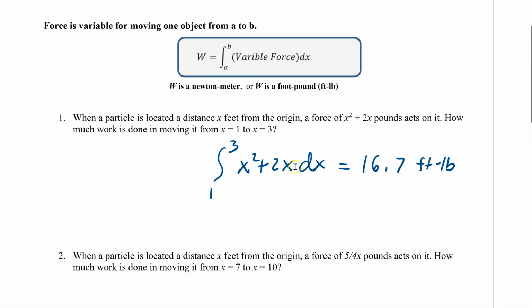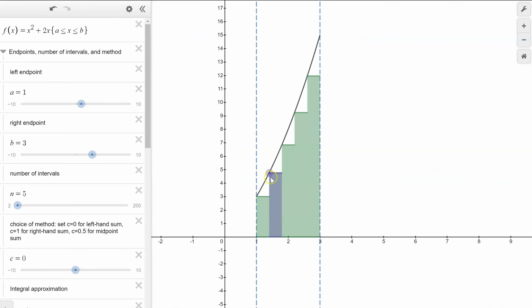Now, just doing this doesn't really do anything for us. We need to make sure we understand what's going on. So I've already graphed it, and this is our force that's being applied. If you plug in 1, it tells you the force being applied there, and if you plug in 2, it tells you the force being applied there. So again, we're just thinking about that rectangle. The height of that rectangle is x squared plus 2x, and the thickness is dx. That is the work being applied, because it's force times distance.